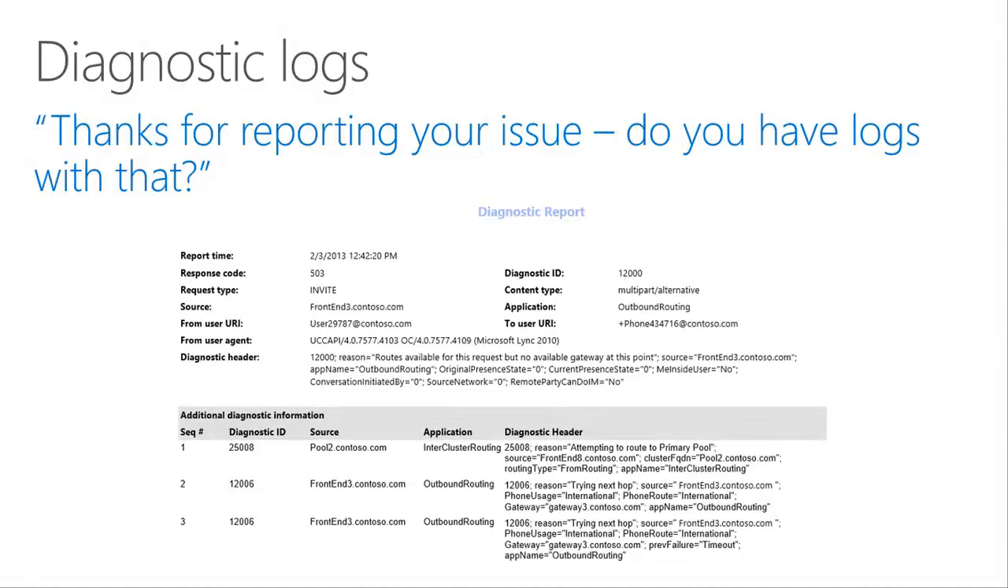Okay, so this was an example of there being routes available for this request, but no available gateway at this point. So I actually used this with a customer who had a very hot executive who had a meeting and no one could dial into it. When I was working with the customer, I just happened to be there working on a different issue, and so they pulled me into this. I started saying, okay, well, what's going on?